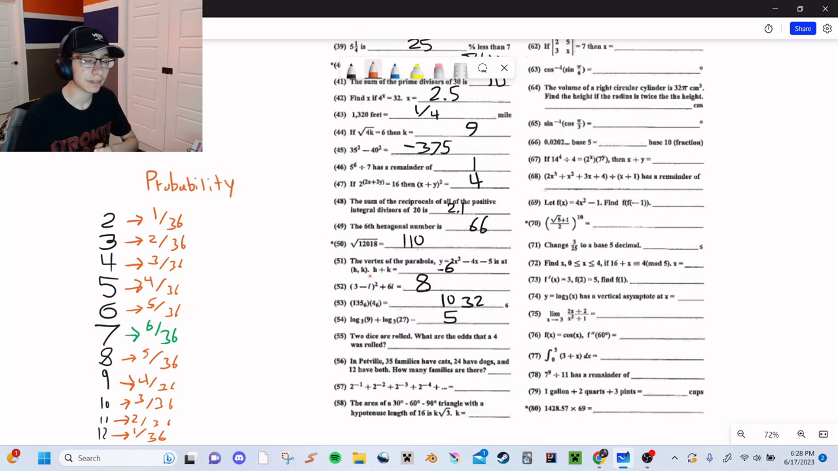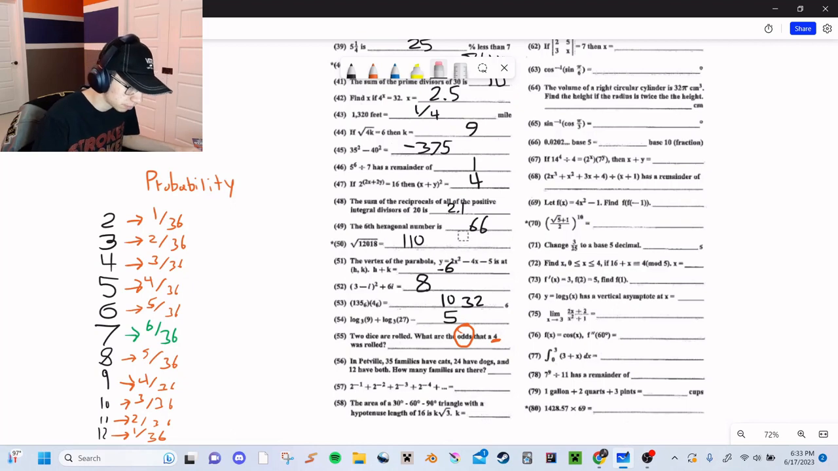And so you kind of just have to memorize it. 2 is 1 out of 36, 3 is 2 out of 36, and it increases all the way up to 7, which has a 6 out of 36 probability. And then it goes down. 8 has a 5 out of 36, 9 has a 4 out of 36, all the way down to 12, which has a 1 out of 36. And this is actually not too bad. But you may want to just put in some time to memorize these.